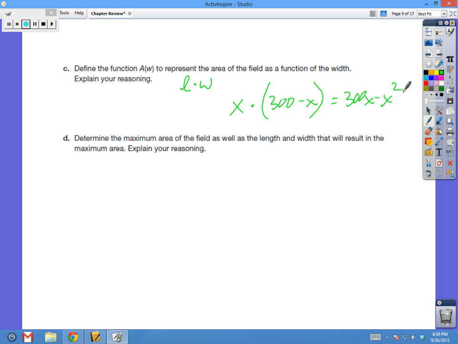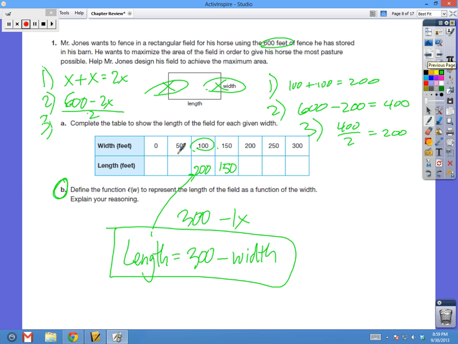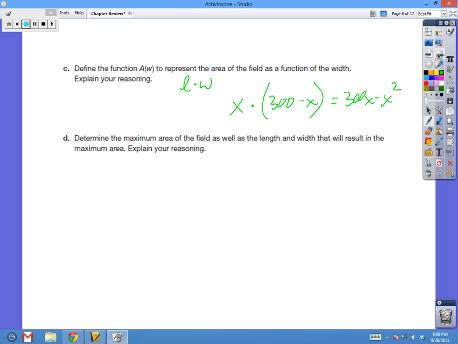D, determine the maximum of all those combinations. Which width and length will give you the greatest area? If I go back to my table and I calculate all these rectangles, the rectangle that is closest to a square will give you the greatest area. So if you're building a pen for animals and you're concerned with area, build it as close to a square as you can. So if I multiply 150 by 150, your area should be quite a bit larger than the others.